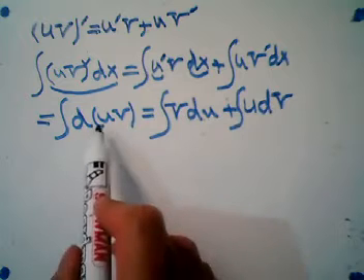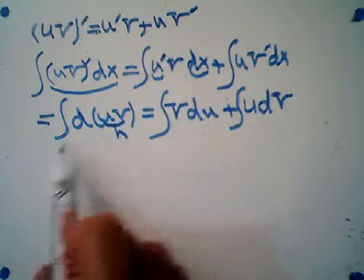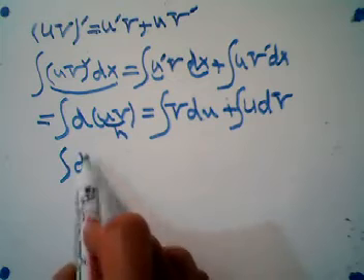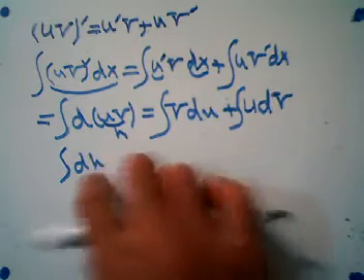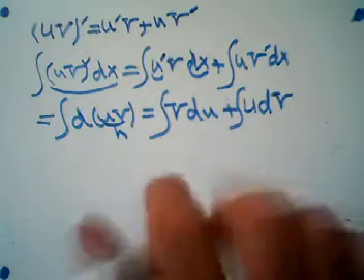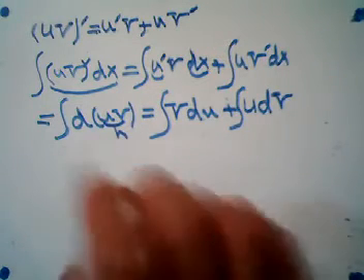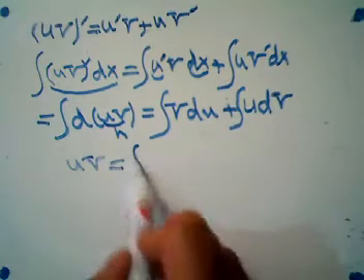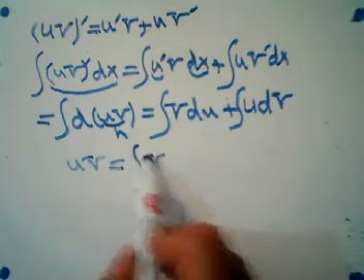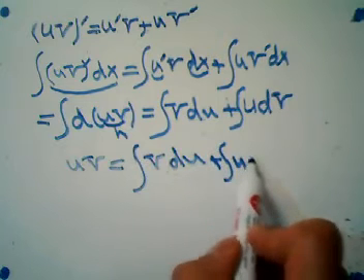Now this is, let's call it h. This is the integral of dh, which is h itself. Okay, and substitute uv into h. This is uv equals the integral of v du plus the integral of u dv.